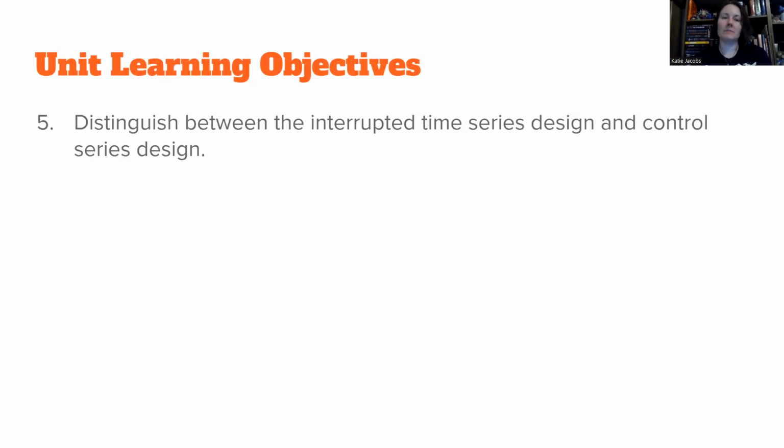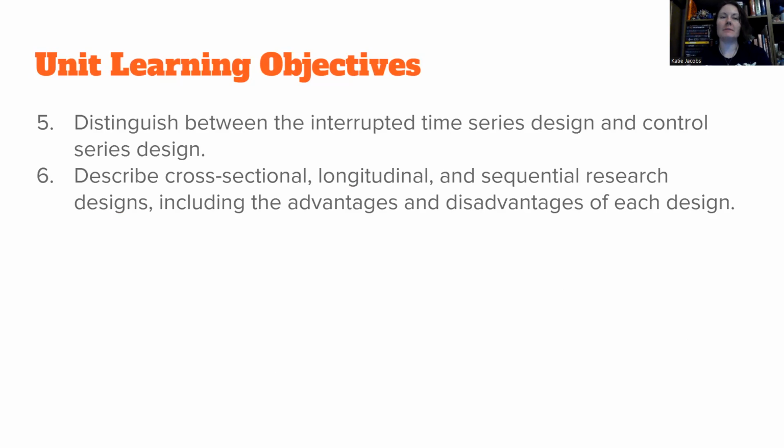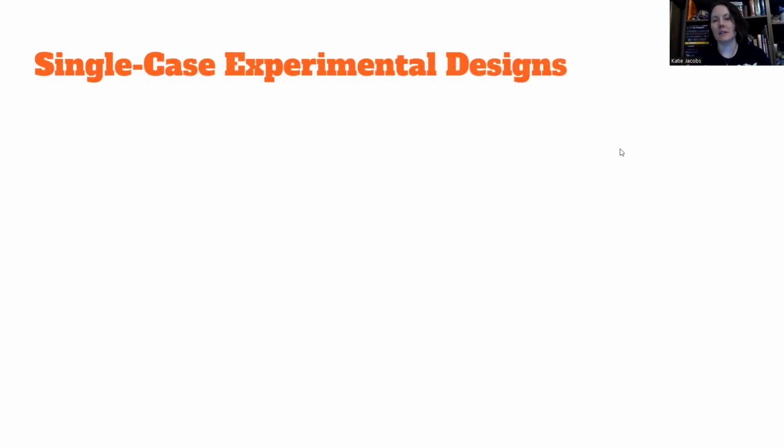I also want you to be able to distinguish between the interrupted time series design and control series design. I also want you to be able to describe cross-sectional, longitudinal, and sequential research designs, including the advantages and disadvantages of each. I also want you to be able to explain what a cohort effect is. All right, so let's go ahead and get started.